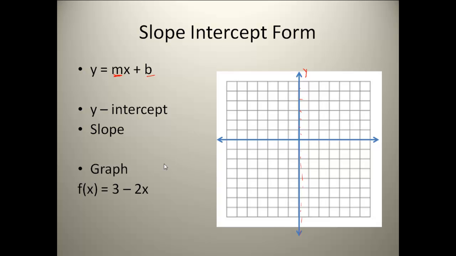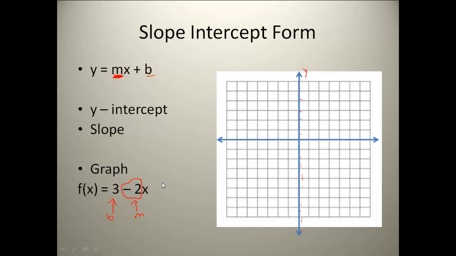So if we have to graph f of x is equal to 3 minus 2x, what I want to first do is identify my slope and my y-intercept. Now remember, my slope is always attached to the x. So in this case, my slope is a negative 2. It's not negative 2x, it's just the coefficient, the number in front. My y-intercept is the 3.